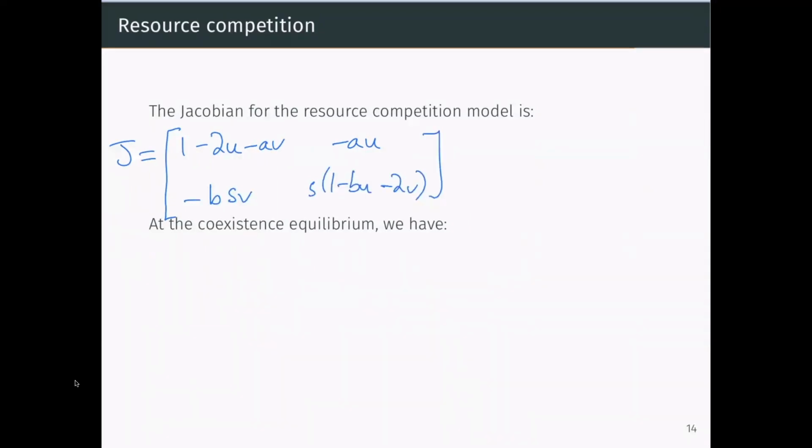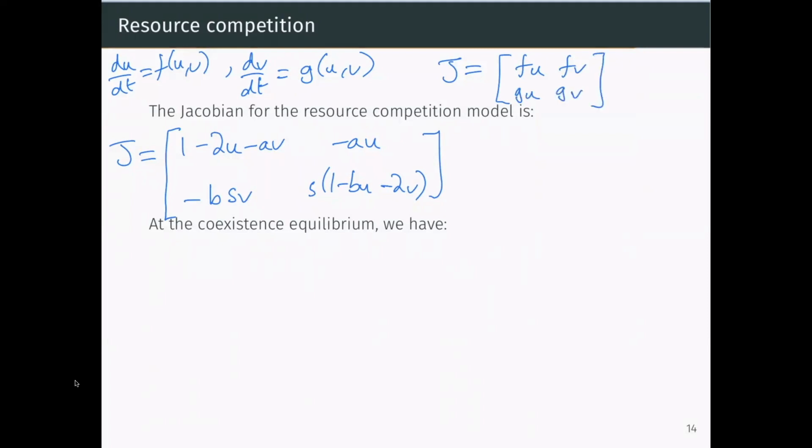So if you need to recall, we have our equations. du/dt is f of u and v, and dv/dt is equal to g of u and v. And our Jacobian is equal to the partial of f with respect to u, partial of f with respect to v, partial of g with respect to u, and partial of g with respect to v. Okay. So if you're not sure how I derive this, have a go at deriving this yourself. That's simply calculating partial derivatives from our competition model that we had at the beginning.